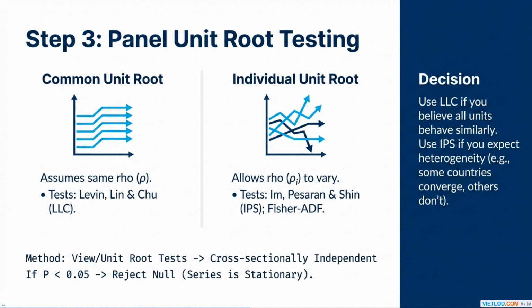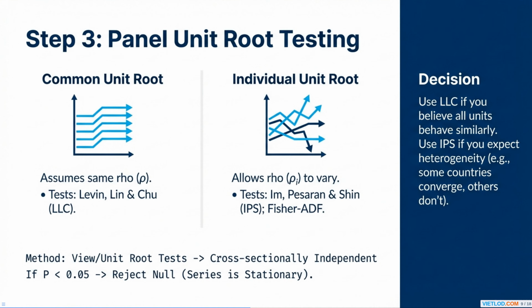Panel unit root tests are critical for determining if a panel series is stationary. We distinguish between two primary types based on their assumptions about the autoregressive parameter, rho. First, common unit root tests, such as the Levin-Lin-Chu, LLC test, assume that the rho parameter is the same for all cross-sectional units. This implies that all units behave similarly and converge at the same rate. The visual on the left shows parallel lines, representing this common behavior.